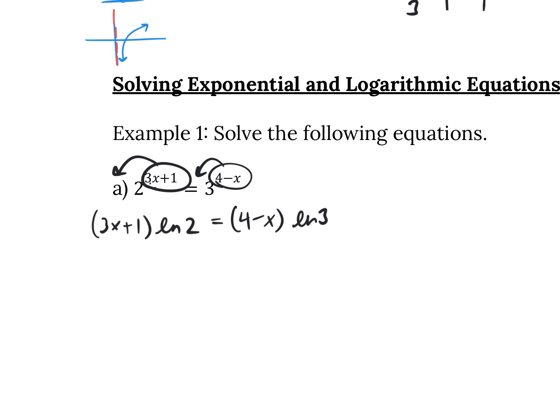Now, can I get just x on one side right now? No, I'm going to have to do some distributing. This natural log of 2 is just like a number, so I'm going to treat it like 1. So I'm going to distribute natural log of 2 to both terms. I'm going to distribute natural log of 3 to both terms. So this is just a number.